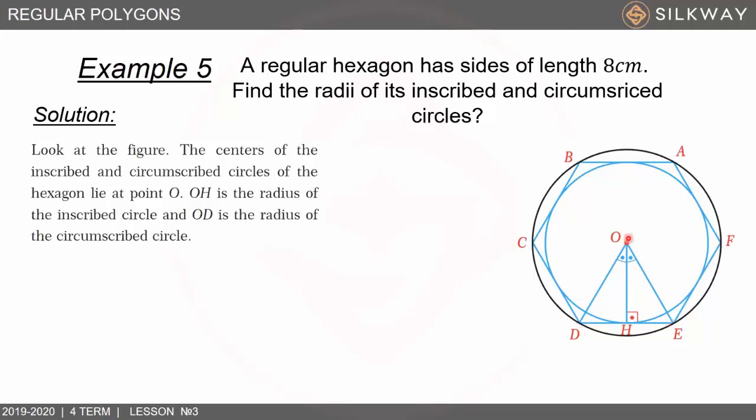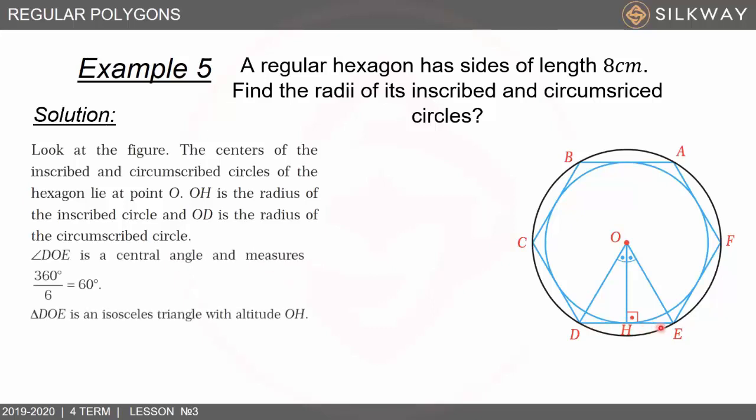Here ODE is an isosceles triangle. OD is equal to OE. And then OH is the altitude of this triangle and also the median of this triangle. From that, DH and HE are equal to each other here. And we know that DOE is a central angle, and we can find this.